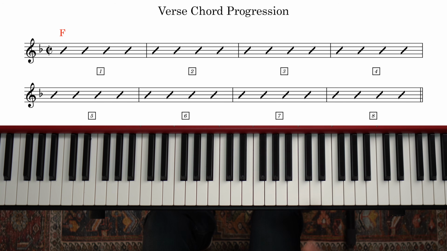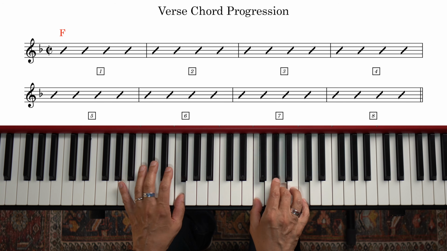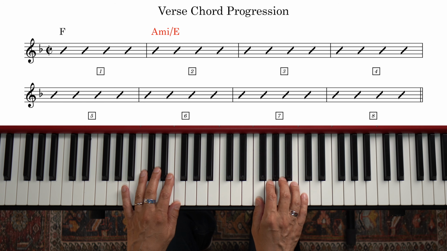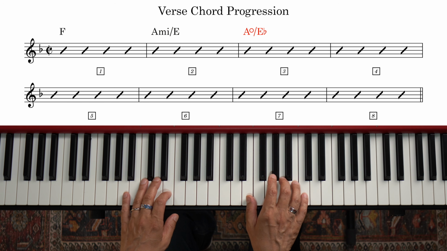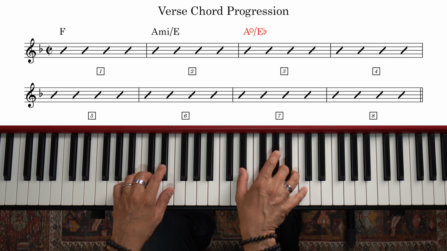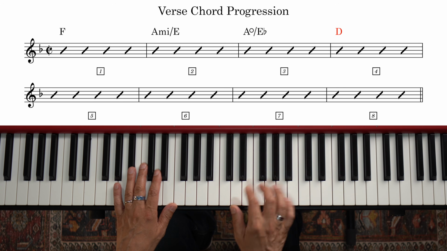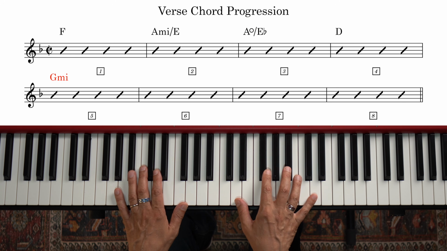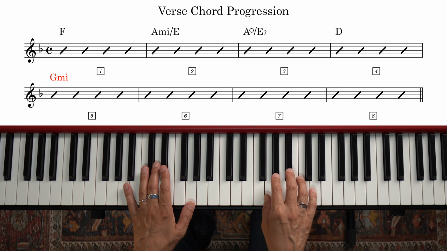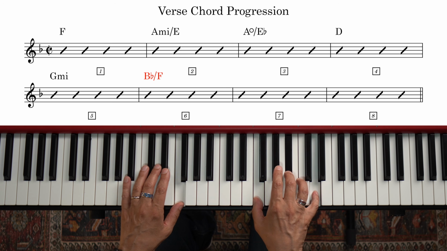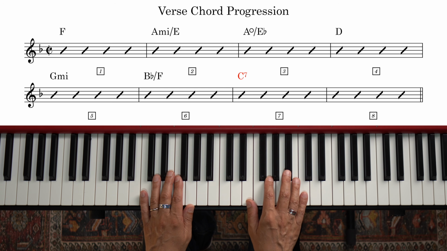It consists of an 8-bar phrase that's played twice. The key is F major, and here's the chord progression. We start on the tonic chord F, then we got A minor over E, followed by A diminished over E flat, and then D with some extra moves that we'll look at in a minute. Then we got G minor, B flat over F, and finally C7 for bars 7 and 8.